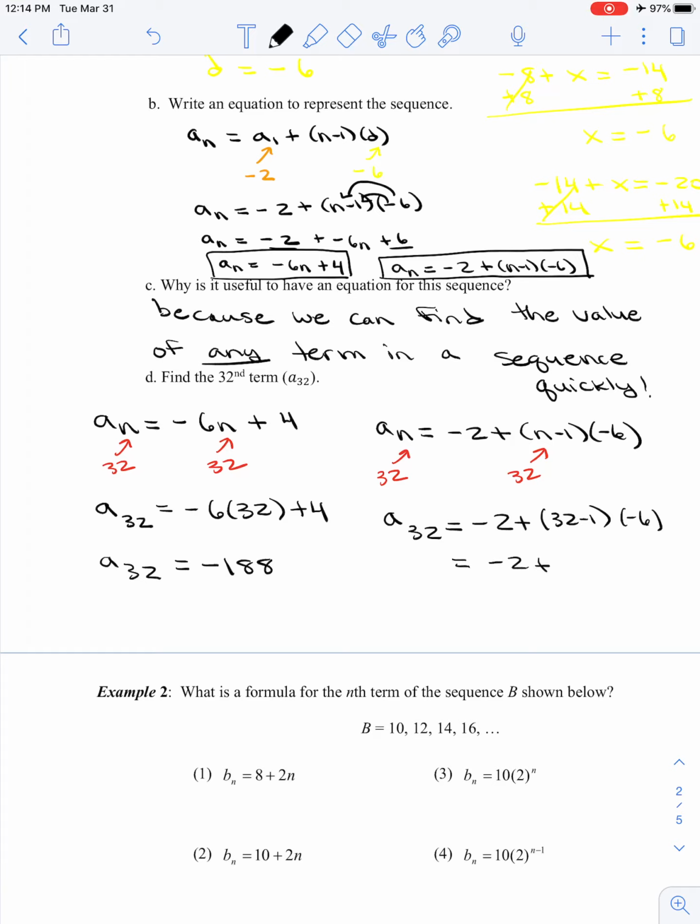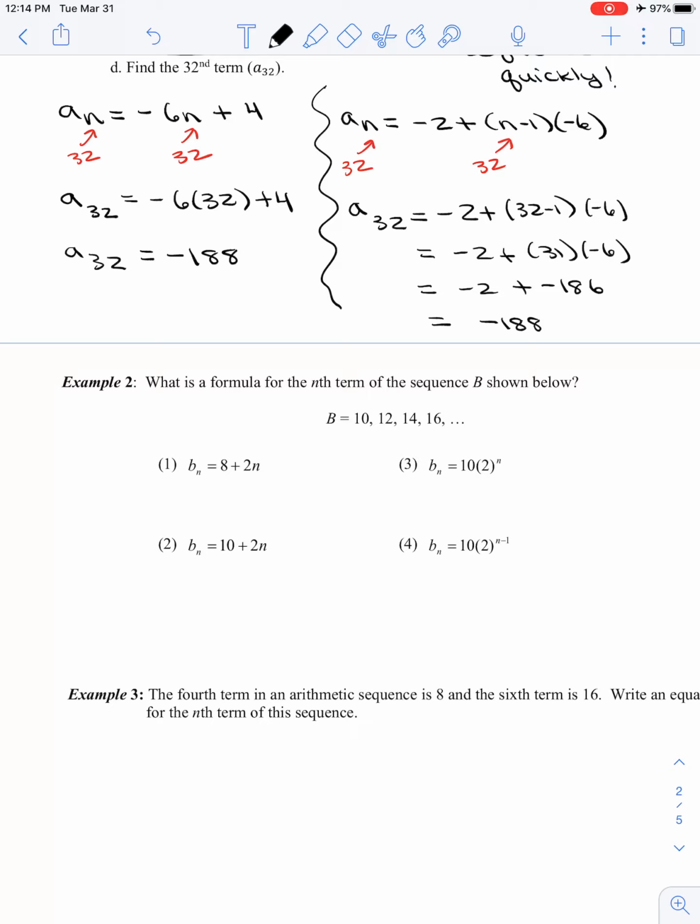So negative 2 plus 31 times negative 6. So negative 2 plus 31 times negative 6, negative 186. And that equals negative 188. So you didn't have to do it both ways, but I just wanted to show it to you both ways.